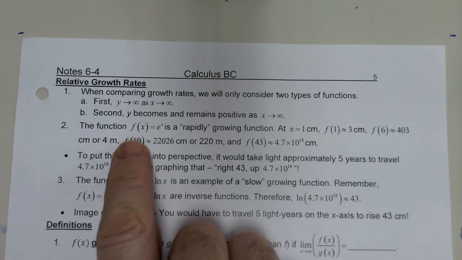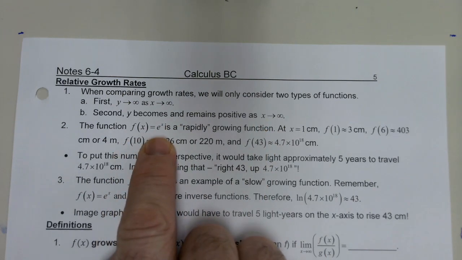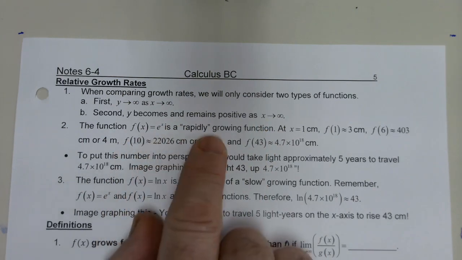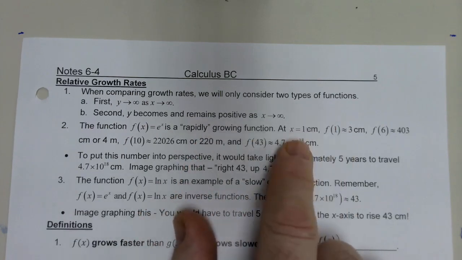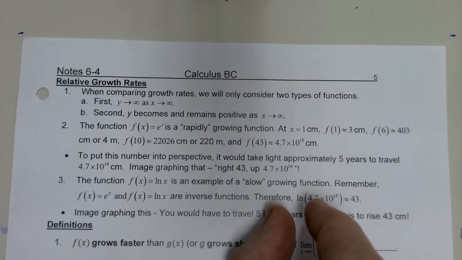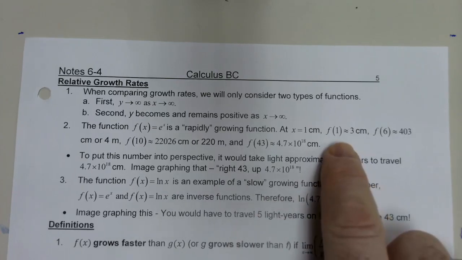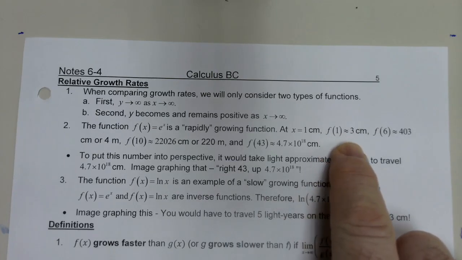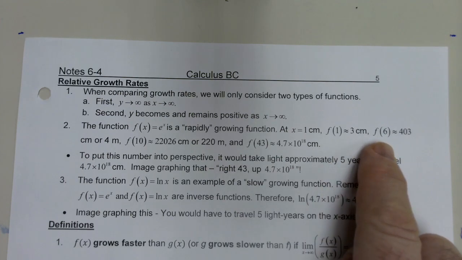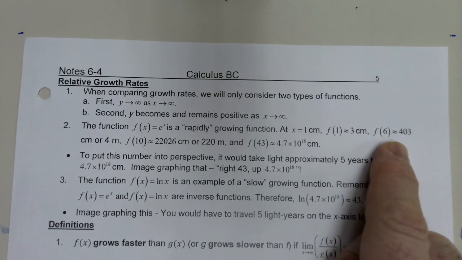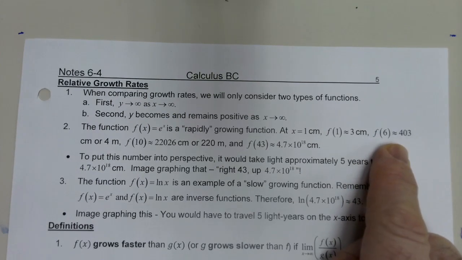So let's think about this. If we have this function e to the x, it gets big really, really fast. It's going to grow rapidly. For example, at x is 1 centimeter to the right, the value of the function e to the x is just going to be a little bit more than 3 centimeters tall. If we go 6 centimeters to the right, we're already up to 403 centimeters, okay?